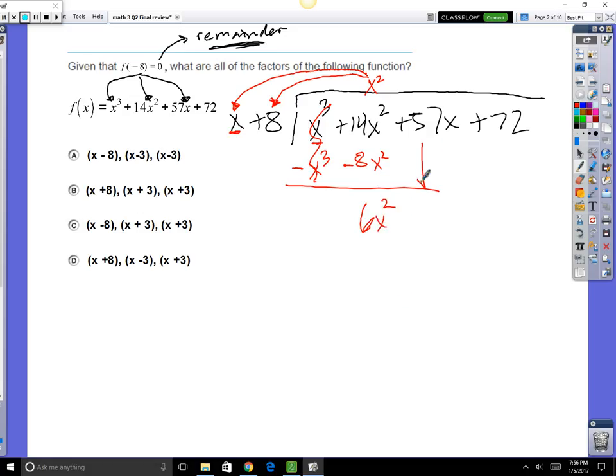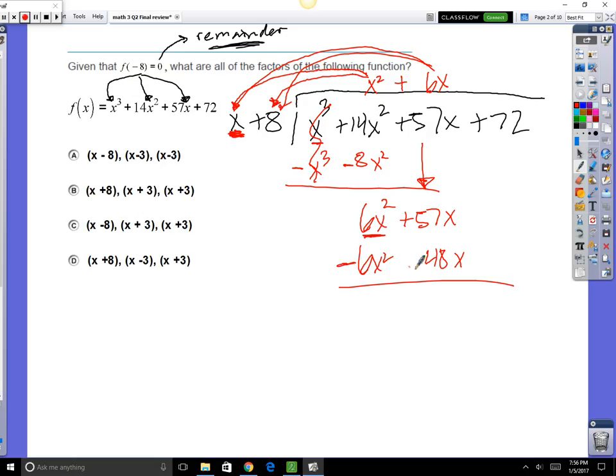Then bring down your next term. So bring down 57x, and then start over. What can you times x by to turn it into 6x squared? And that is 6x. So 6x times x gives you the 6x squared. And then the 6x times the 8 gives you 48x.